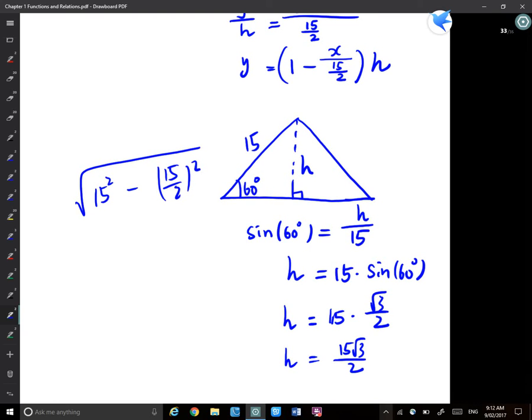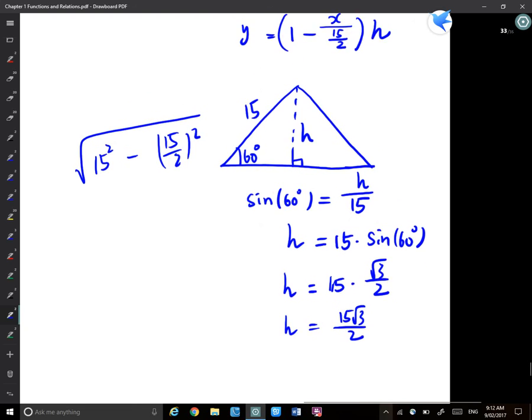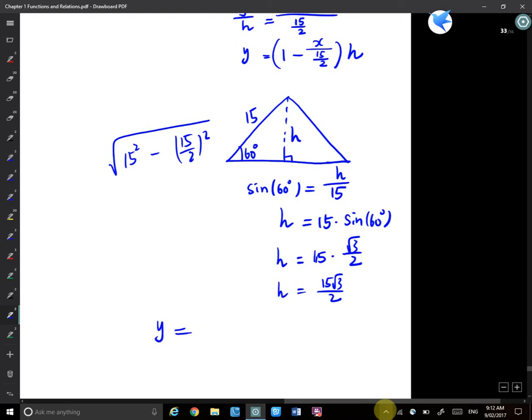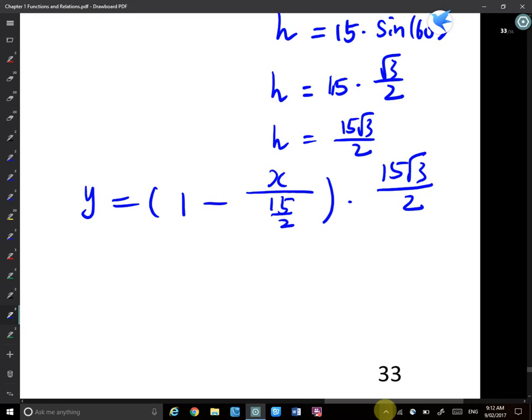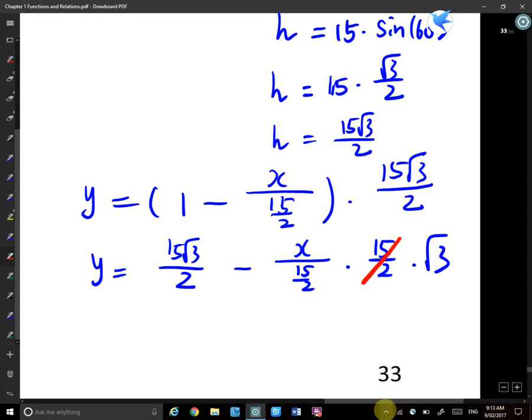Let's sub the h value back into y. So y equals what? Y equals 1 minus x over 15 on 2, times h. So times this. So y equals 1 times that, open the bracket, we have that. And we have minus 15 on 2 times 15 on 2 times root 3. They can be cancelled as 1. So y equals 15 root 3 on 2 minus root 3x.